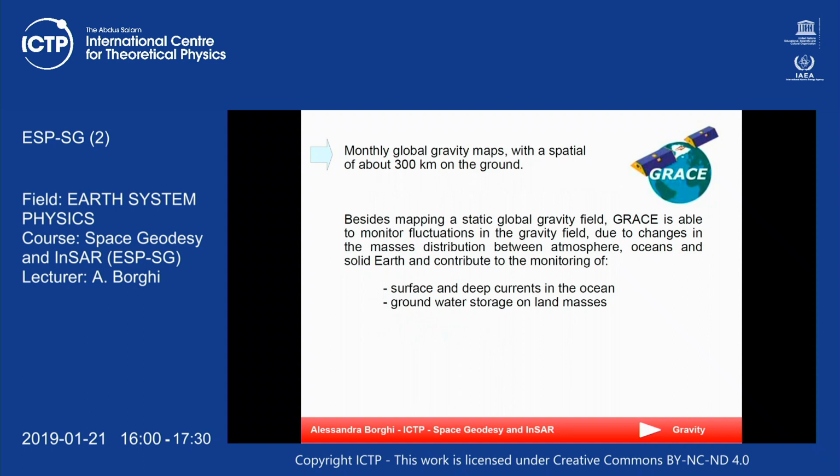They give us monthly global gravity maps with a resolution of about 300 kilometers or 400 kilometers on the ground. So it is important. With GRACE we have important information on our average over a month, and the resolution on the Earth is about 300 kilometers. So it means that we see important change in the Earth.